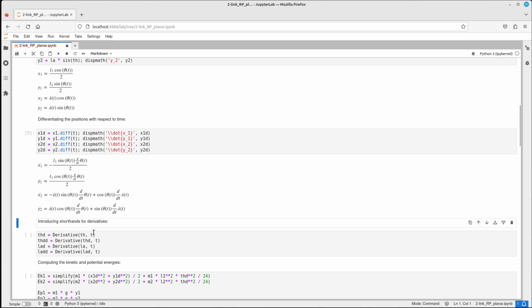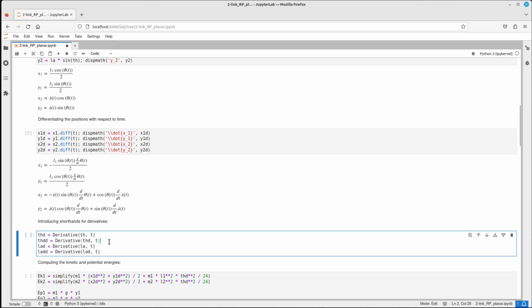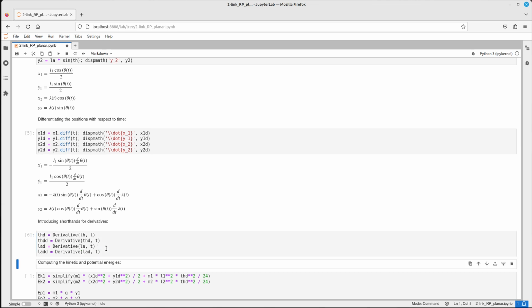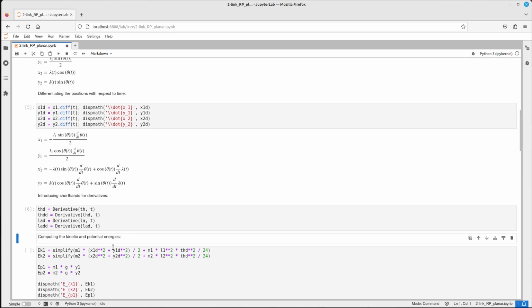So now we have that. We can introduce some shorthands for derivatives. So instead of writing derivative of theta with respect to t, and then again derivative of theta dot with respect to t, or derivative of lambda with respect to t, or lambda dot with respect to t, we just use those shorter symbols. So let's run this as well.